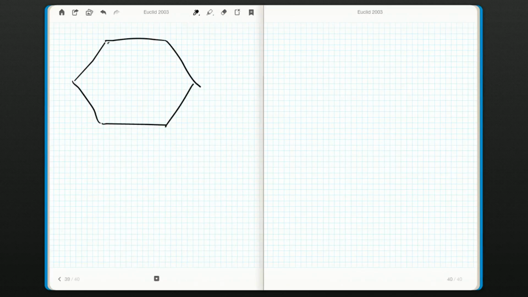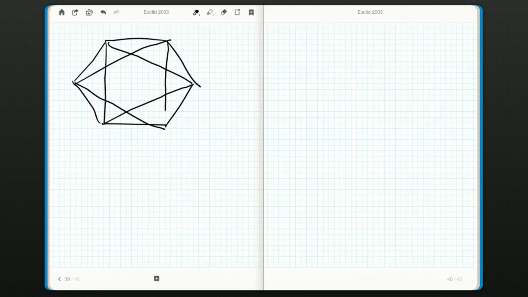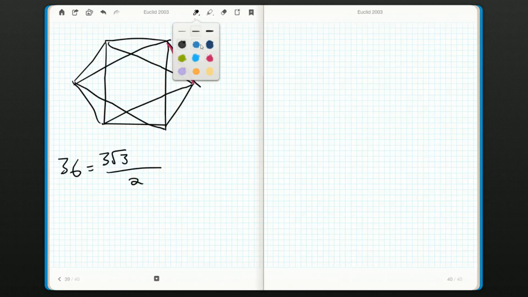Okay, so let's connect that up, that, and the last one. There we go. Alright, so this red side length, what is it? We know that 36 is the area of the big hexagon, and so that's 3 root 3 all over 2 times this red length, which I guess I'll call R for red.